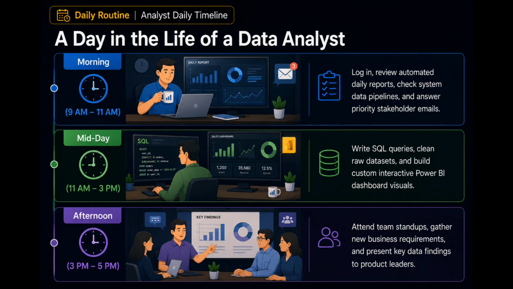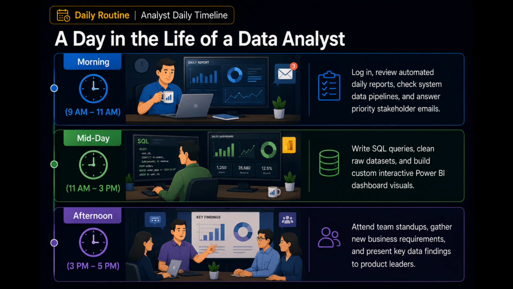A day in the life of a data analyst shows how analytical and communication tasks are managed throughout a typical working day. The day begins in the morning from 9 a.m. to 11 a.m. The analyst logs in, reviews automated daily reports, checks whether data pipelines are running correctly, and responds to priority stakeholder emails. During the midday period, from 11 a.m. to 3 p.m., the main technical work begins. The analyst writes SQL queries, cleans raw datasets, validates the information, and builds custom interactive visuals in Power BI.